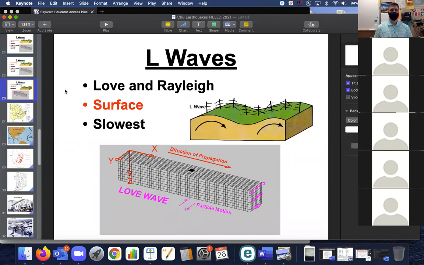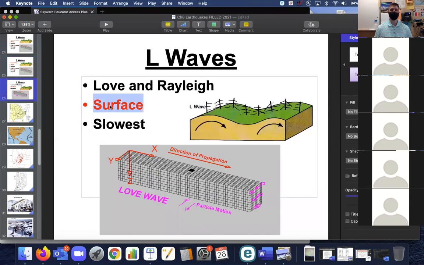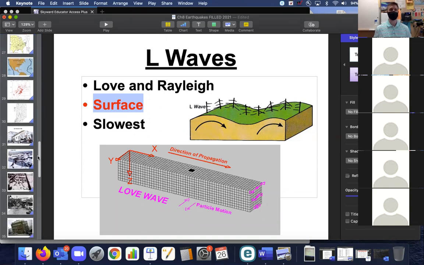And then the third type of wave, an L wave, or we refer to it more as a surface wave. These are the slowest. These are also the most destructive. And these are more up and down, like a wave in water or something like that. It's more that up and down. So you have P waves, S waves, and surface waves. Those are the three types of waves that we're going to talk about here in class.